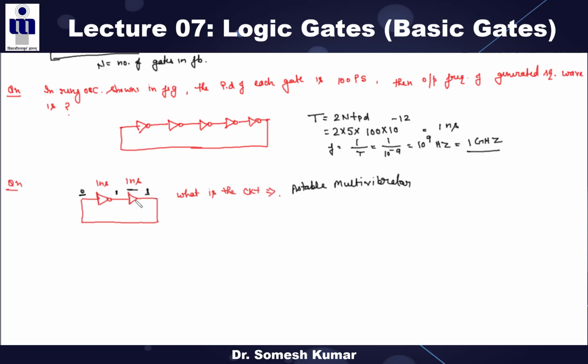And the 1 nanosecond is the propagation delay of both these gates, right? You have to find out the time period of y. Here this is y. What is the time period of y? See, you can draw the pulse here, na? If 0 is here, right?